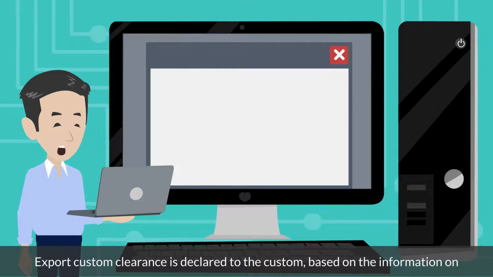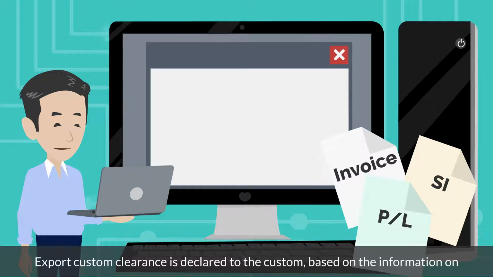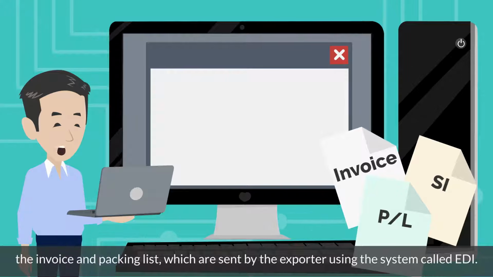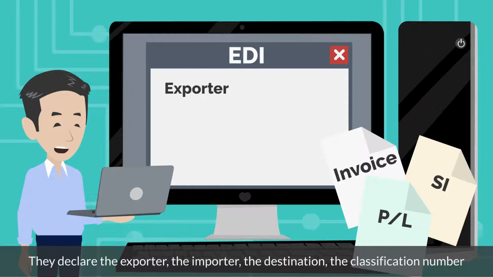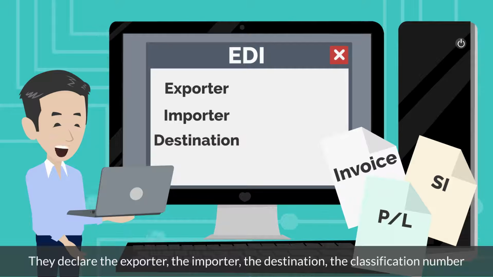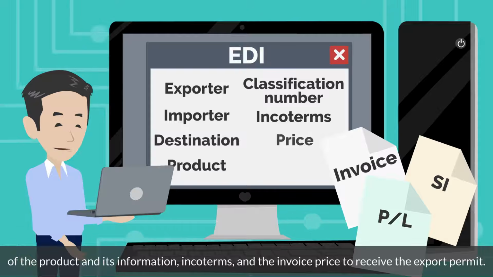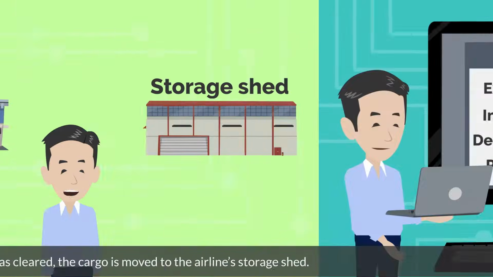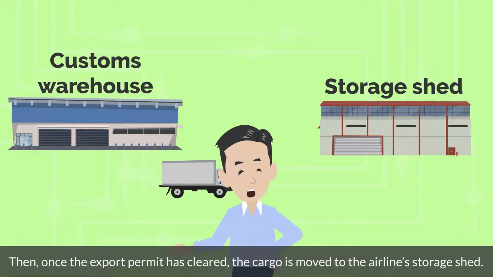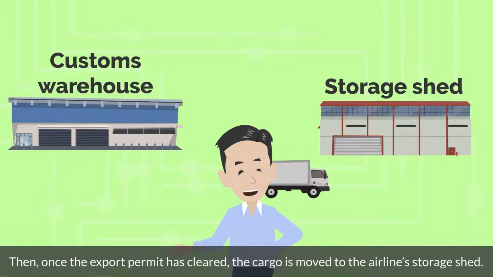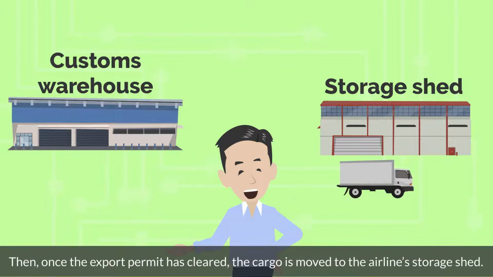Export customs clearance is declared to customs, based on the information on the invoice and packing list, which are sent by the exporter using the system called EDI. They declare the exporter, the importer, the destination, the classification number of the product and its information, Incoterms, and the invoice price to receive the export permit.